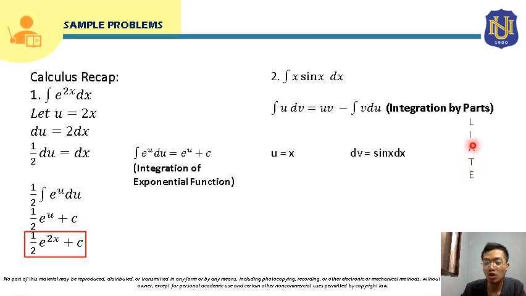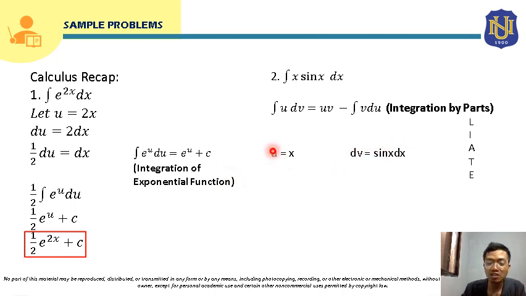So meaning to say, we are going to assign the algebraic function of the given to u. So u will be equal to x here, that is the algebraic function in the given, and we will assign the remaining function to dv, including dx. So the dv will be sine x dx. From here, we are going to differentiate u is equal to x, and we are going to integrate dv is equal to sine x dx.